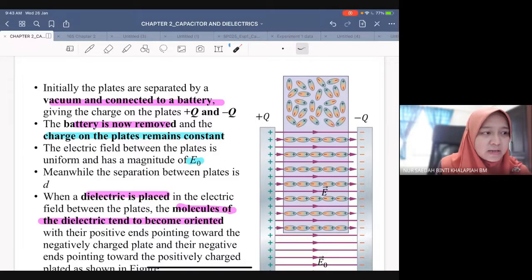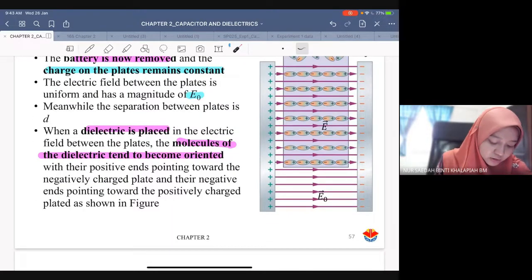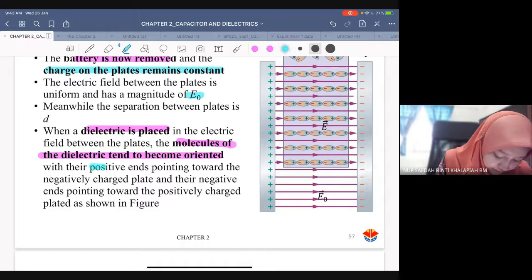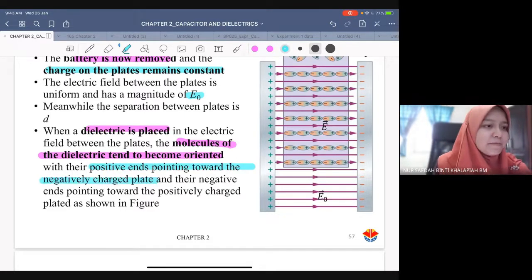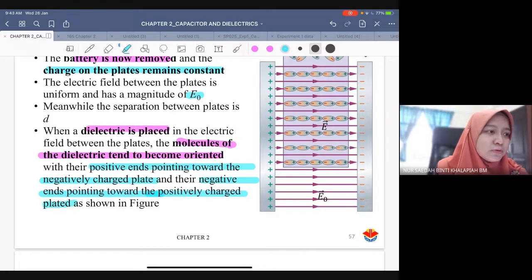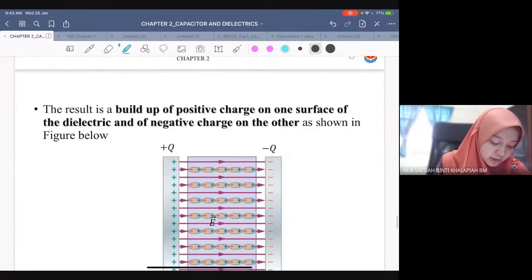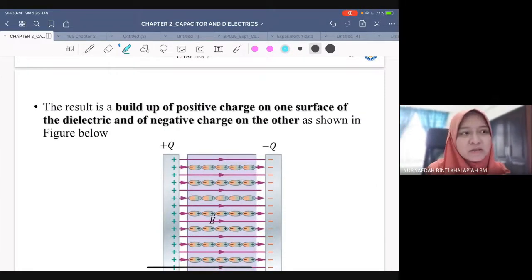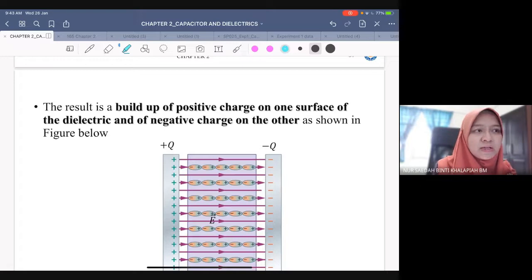Okay. So when a dielectric is placed, the molecules of the dielectric tend to become oriented with the positive ends pointing towards negative plate. Negative ends pointing toward positive plate. Macam tu, so itu yang berlaku. Okay. So as a result, there is building up of positive charge on one surface of dielectric, and negative charge on the other.